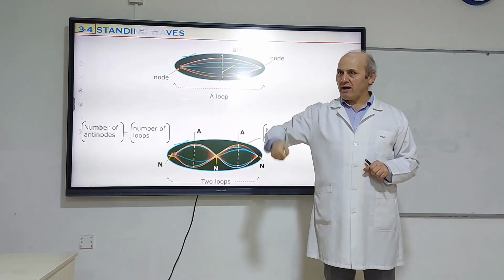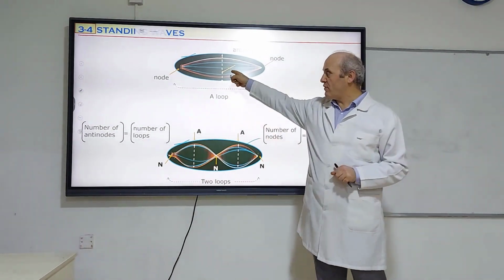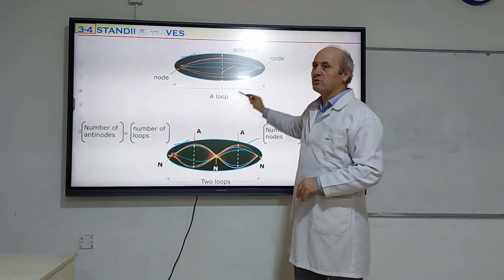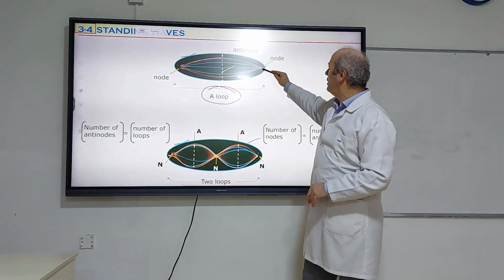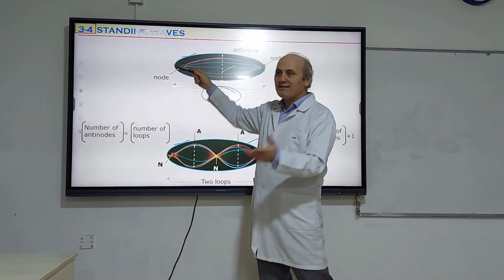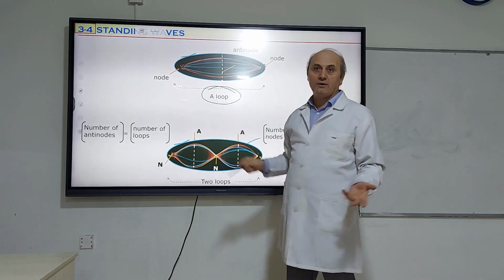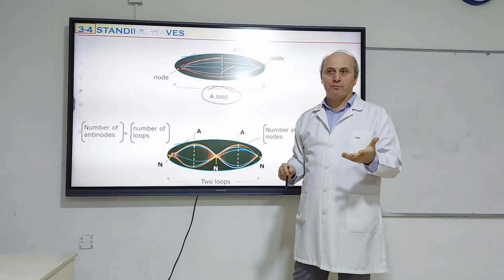When I shake my hand at the smallest frequency, we form this: one loop. This shape is called a loop. How many nodes? Two nodes. How many antinodes? One antinode. So, first order standing wave: one antinode, one loop, first order.